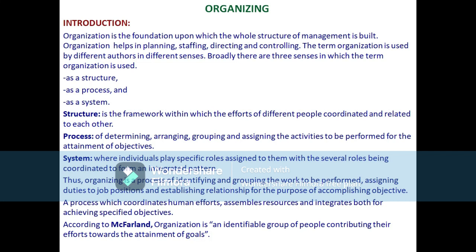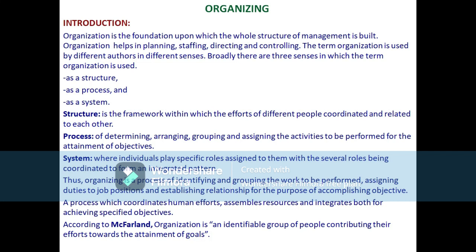And what does process mean? Process determines the arranging, grouping, and assigning of the activities to be performed for the attainment of objectives. Organization is a dynamic process. It refers to one of the important functions of management: determining, arranging, grouping, and assigning the activities to be performed by the individuals working in the organization. The organization process involves differentiation and integration of activities. That is why this is known as the dynamic and humanistic meaning of the term organization. Therefore, process means arranging the people, grouping the people, and assigning them the activities to be performed by them.